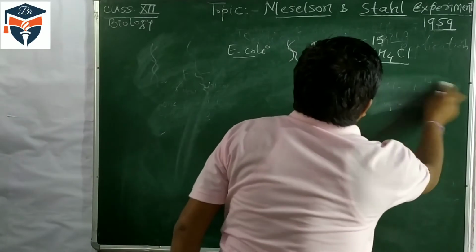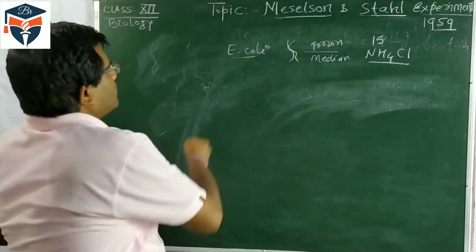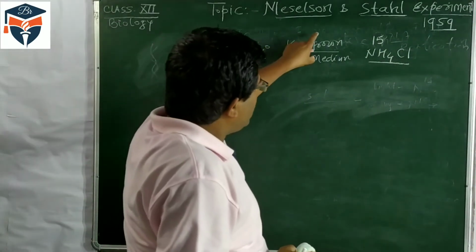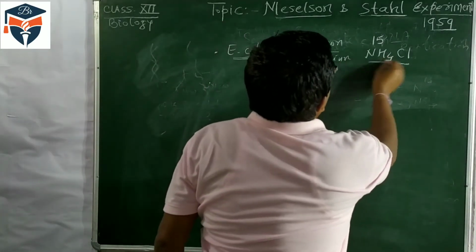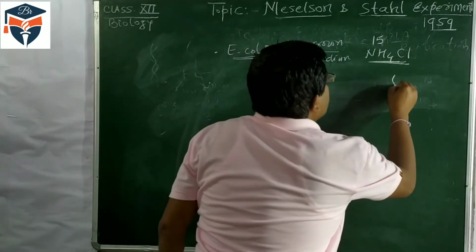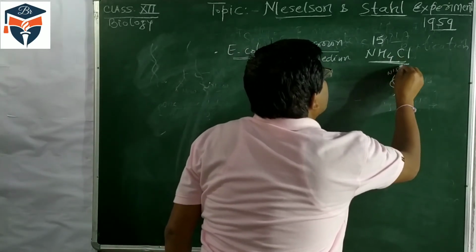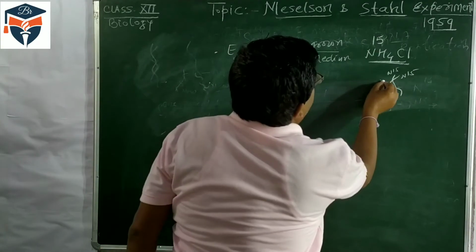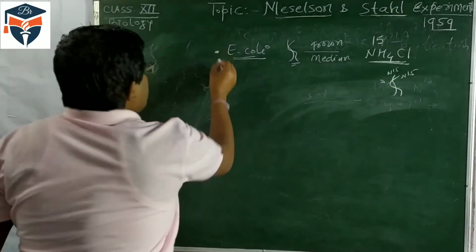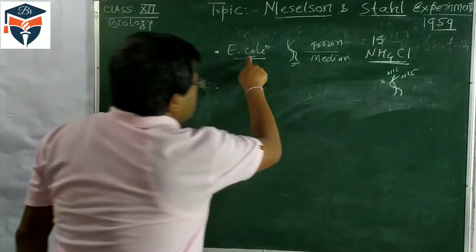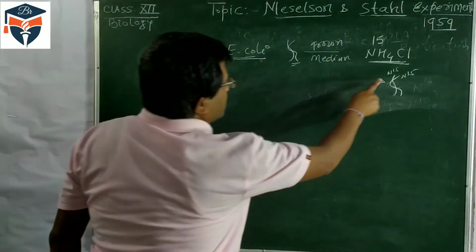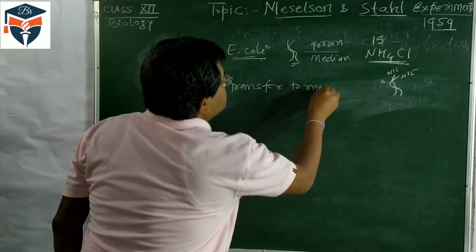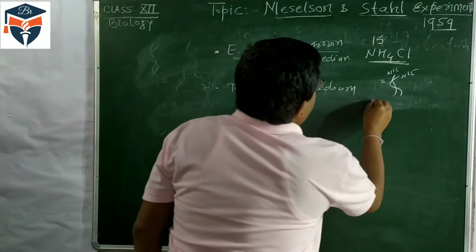Meselson and Stahl took the E. coli, which has its own DNA, and grew it in the medium containing NH4Cl with nitrogen 15. So the nitrogen 15 is incorporated into the DNA molecule of E. coli. Now this DNA of E. coli, having N15, is transferred to a medium containing NH4Cl with N14.